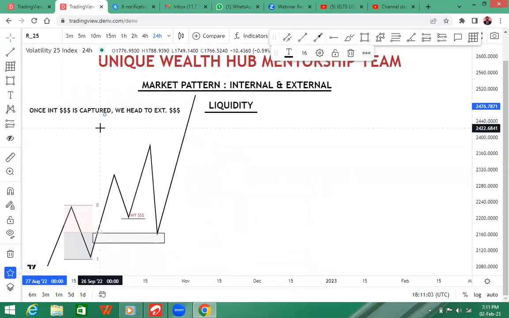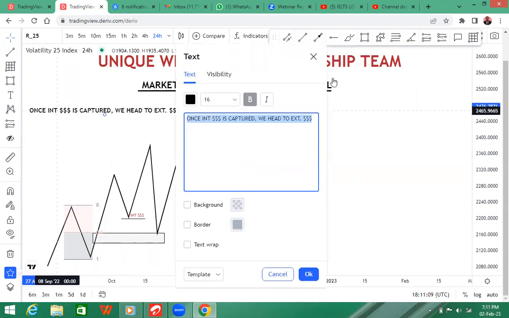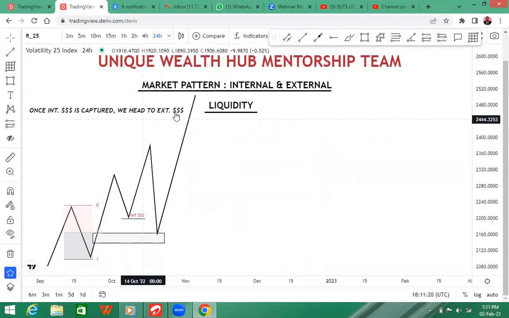So this is the principle we use in trading liquidity. We want to wait for internal liquidity to be captured. Let me put this as points so that you are able to understand it. Internal liquidity to be captured, then we head to external liquidity. So we wait for internal liquidity to be captured before entry, and then we head to external liquidity. This now becomes your external liquidity.